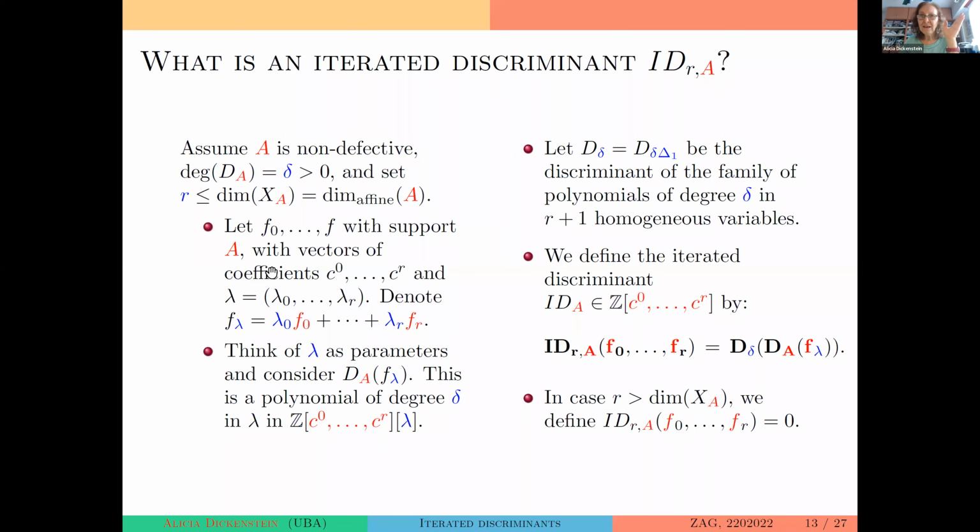So let me say it again. We have the f's, which have coefficients C's and depend on variables X's. We take the discriminant of this polynomial, which will give us a polynomial in lambdas with coefficients here. And then when we do this new elimination, we eliminate the lambda variables and we get the condition under which this polynomial has a double root in lambda. And this is our definition of iterated discriminant.